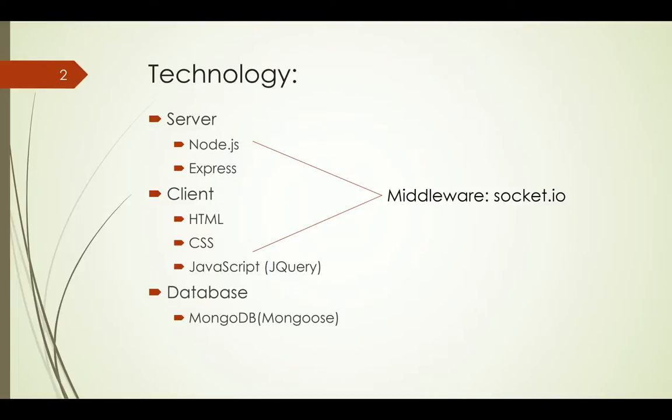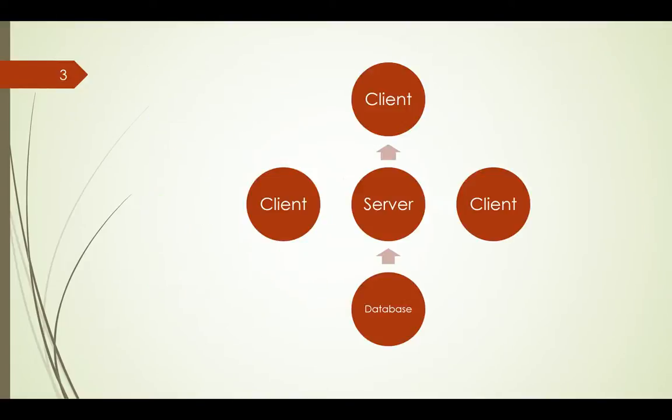It has three main parts: server-side, client-side, and database. For the server-side, I use Node.js with the Express web development framework. For the client-side, I use the standard web stack, which includes HTML, CSS, and JavaScript. I use MongoDB as my database. Specifically, I use Mongoose, which is a Node.js library. Furthermore, I use Socket.io as a middleware to implement communication between the server-side and client-side.